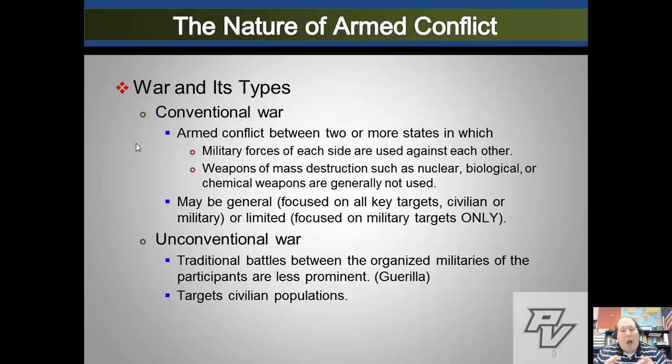Unconventional warfare is when traditional battles, the idea of two armies facing each other on the field, is really kind of shuffled aside. And it's not really organized militaries so much as guerrilla attacks. The idea of selecting a target, attacking it, attempting to take it, instead of two armies attempting to battle one another. The other catch with unconventional warfare is that it targets civilian populations. Because there's a target on civilian populations, this leads to it being much more general and much more dangerous.